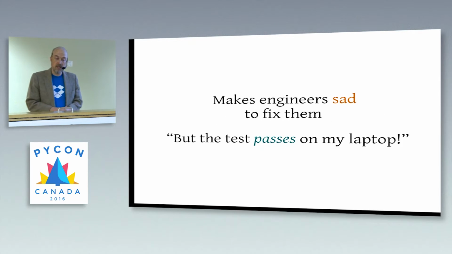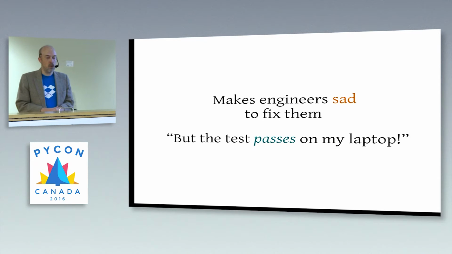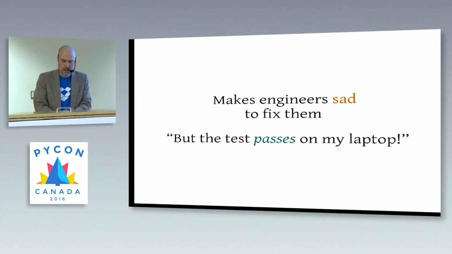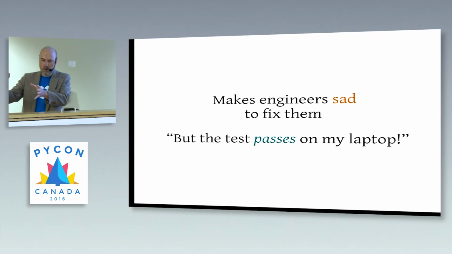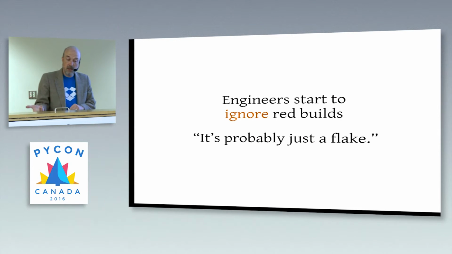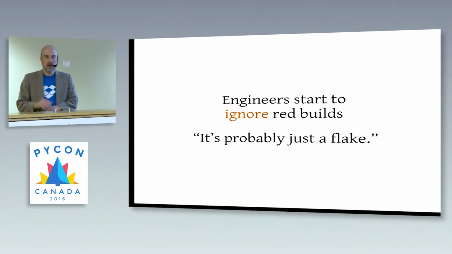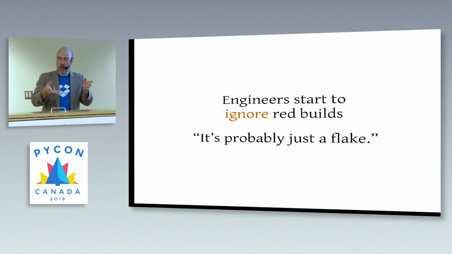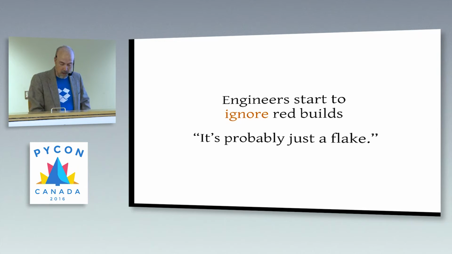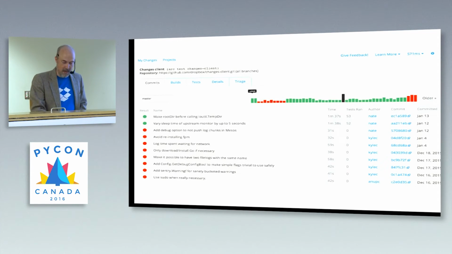That makes engineers sad to have to fix them. A famous quote is, "But the test passes on my laptop," because all the timings are different on their OS X or Linux machine compared to the cluster of machines where we run our continuous integration tests. Engineers will start to ignore red builds. They'll put up a diff, Selenium will come up red, but the unit tests all work. And they'll shrug and say, that's probably not even my fault. It's probably just a flaky test, and will commit a broken diff to the head of master.